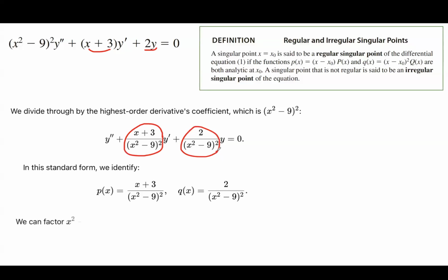We can find the solutions of the denominator by setting x squared minus 9 equal to 0. We end up with two solutions. One of them is 3, the other one is -3. Now we're going to investigate if 3 or -3 are regular singular points or irregular singular points. Let us start by setting x sub 0 equal to -3.